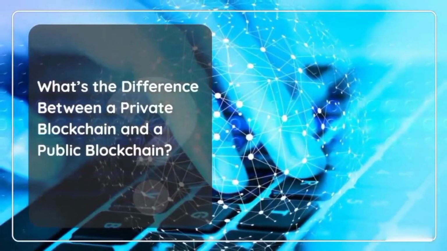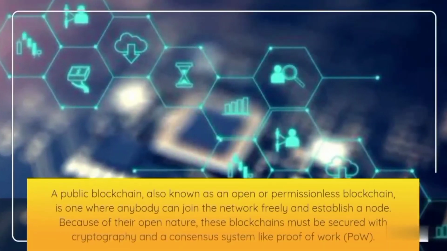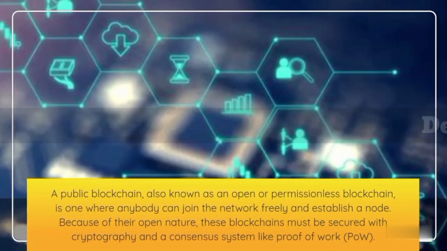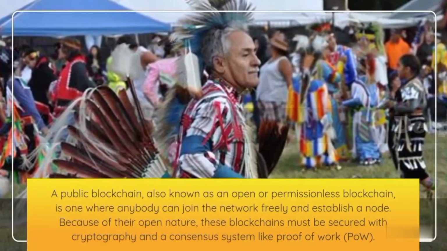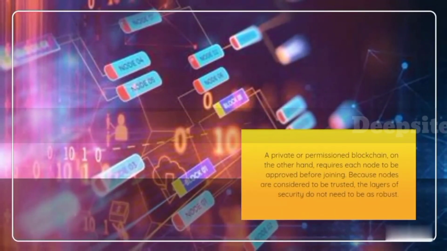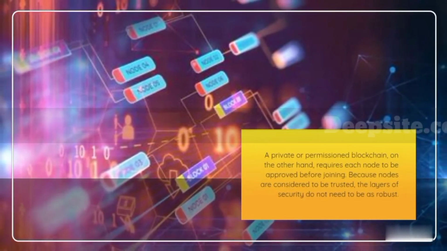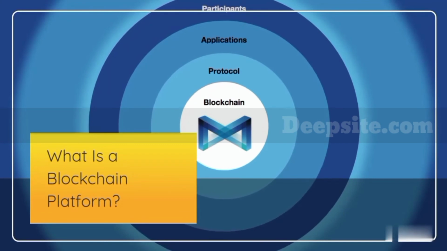What's the difference between a private blockchain and a public blockchain? A public blockchain, also known as an open or permissionless blockchain, is one where anybody can join the network freely and establish a node. Because of their open nature, these blockchains must be secured with cryptography and a consensus system like proof of work (POW). A private or permissioned blockchain, on the other hand, requires each node to be approved before joining. Because nodes are considered to be trusted, the layers of security do not need to be as robust.